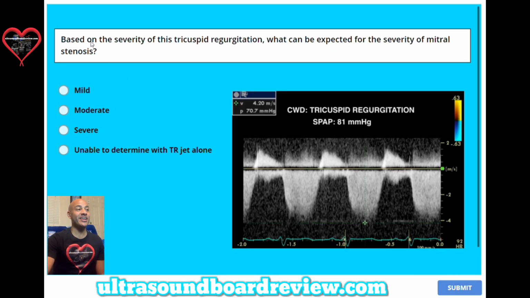Question 116. Based on the severity of this tricuspid regurgitation, what can be expected for the severity of mitral stenosis? A, mild, B, moderate, C, severe, or D, unable to determine with TR jet alone?